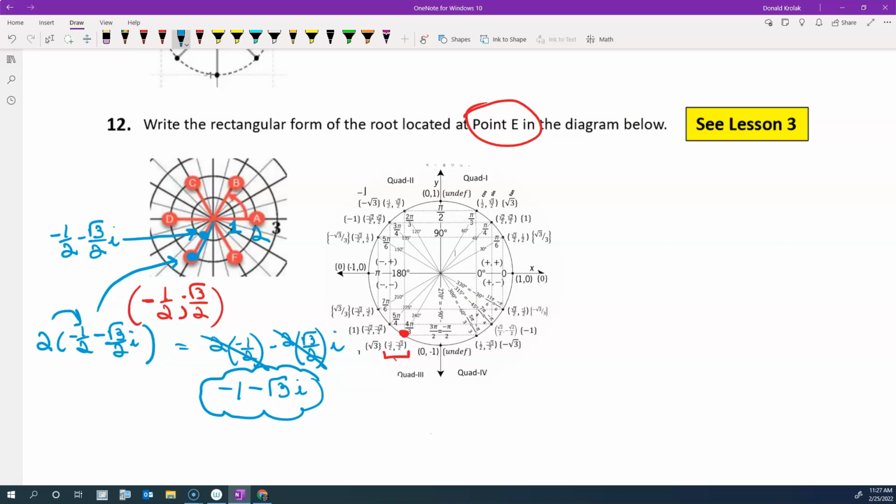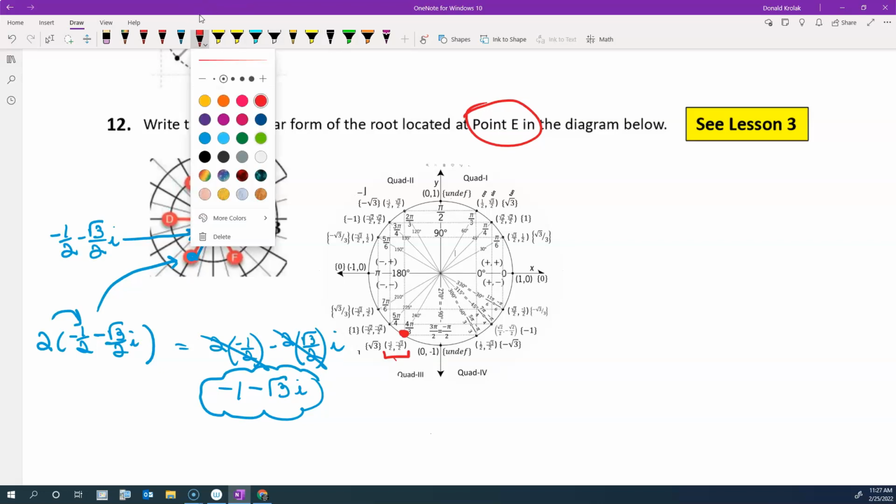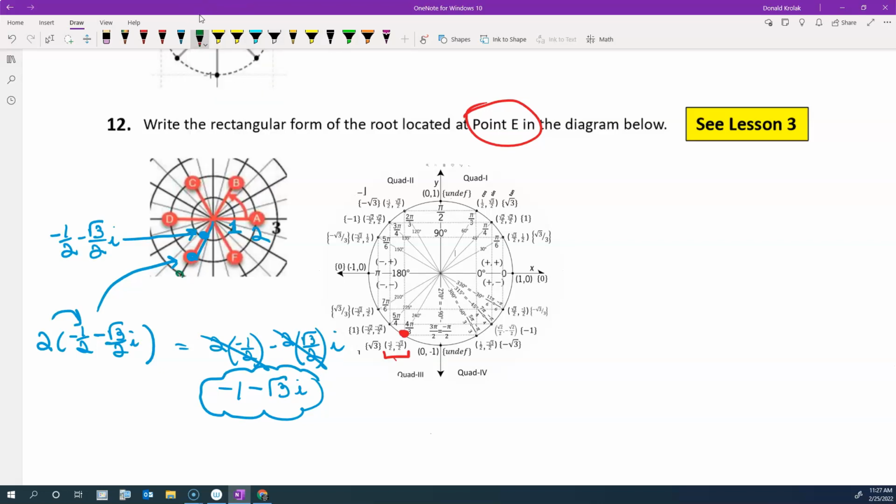If it was one more out, then I'd multiply it by 3. So if I put it right there, that one would be 3 times negative 1/2 minus root 3 over 2i. So each time you go out, you're just multiplying. That's the new modulus. You're multiplying the coordinates by that modulus.